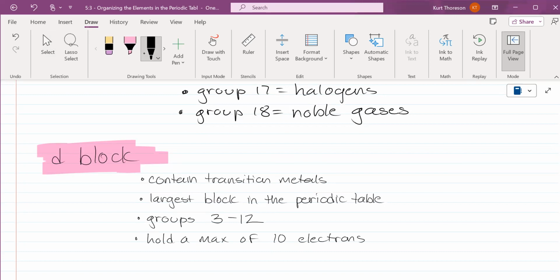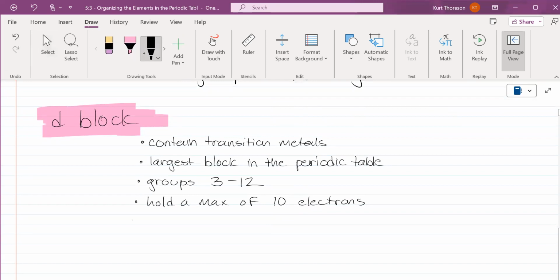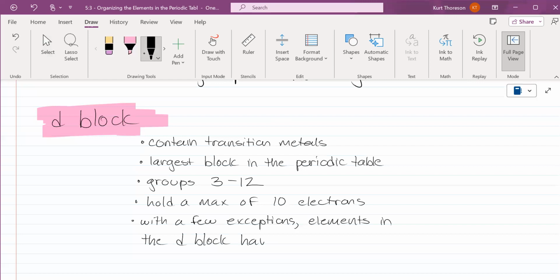Now, here comes the key thing, what you're asking about, Aiden. With a few exceptions, elements in the D block have 2 valence electrons.